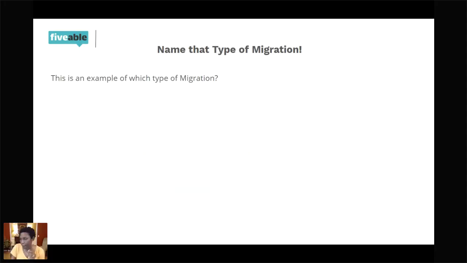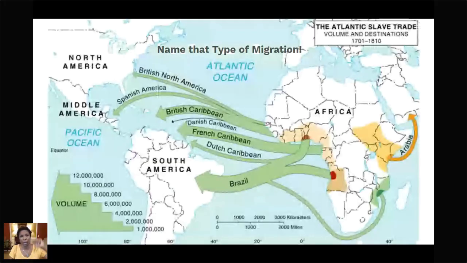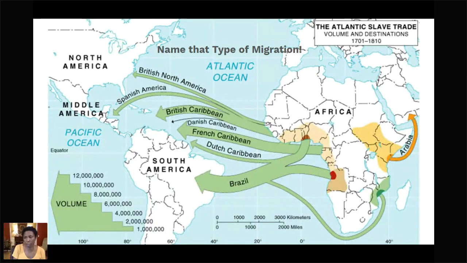Here's another. Could you please tell me what type of migration this is? Would this be voluntary? Would this be forced? Would this be chain? What type of migration would this be? Is it step? What category does it fall into?